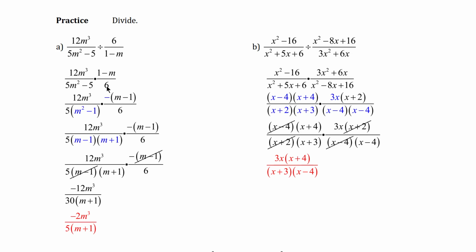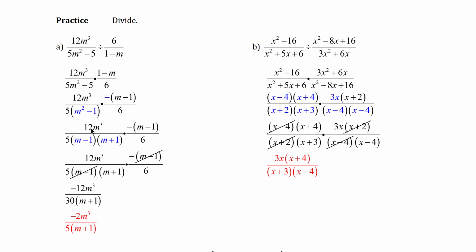From here, we could factor out a common factor of 5 from the 5m squared minus 5. We could also factor a negative from the 1 minus m. The result is 12m cubed divided by 5 times the parentheses m squared minus 1 times negative parentheses m minus 1 divided by 6. Next, we can factor the m squared minus 1 as a difference of squares.